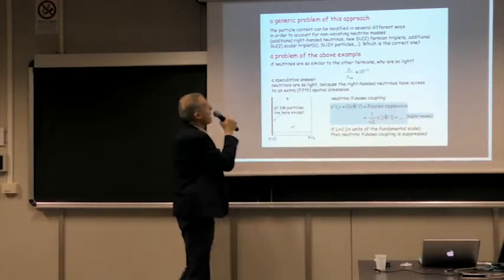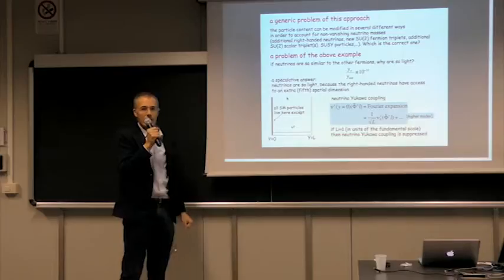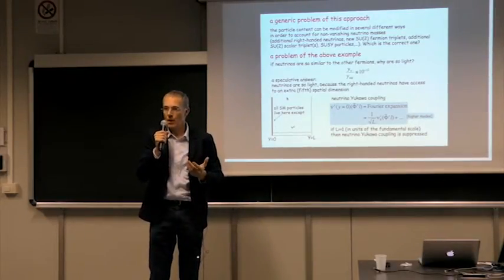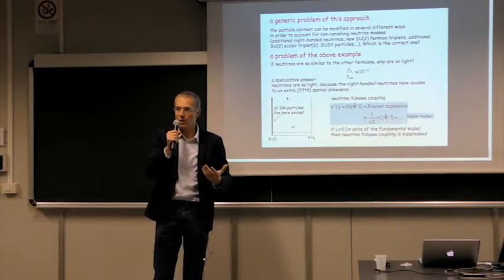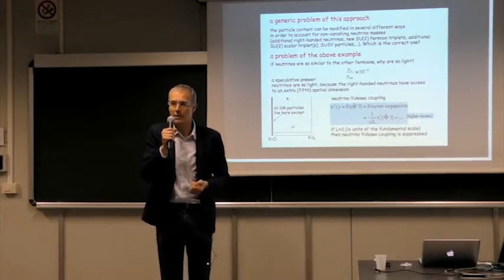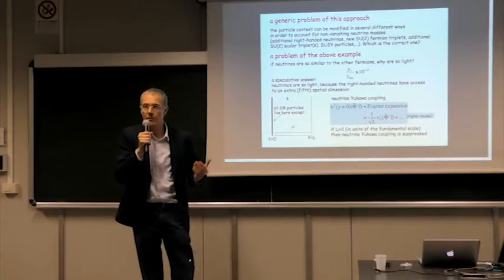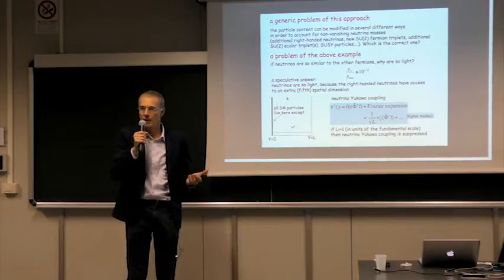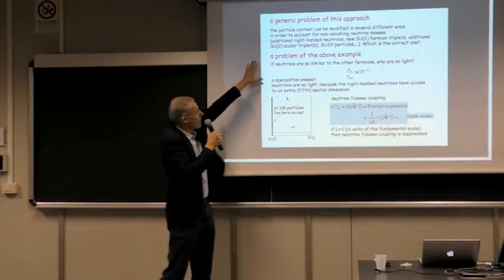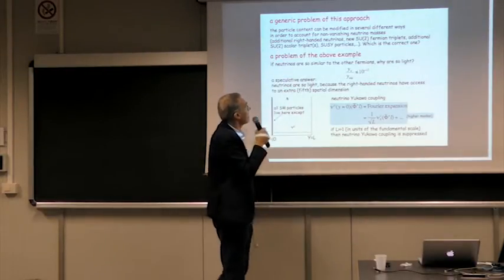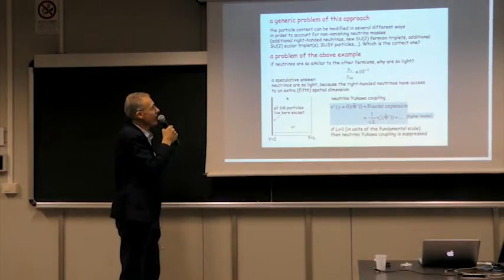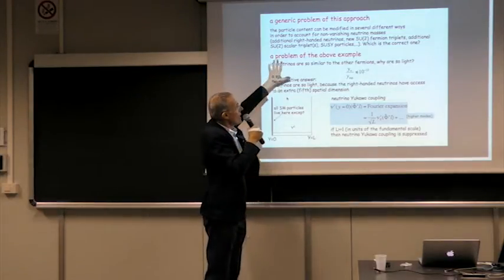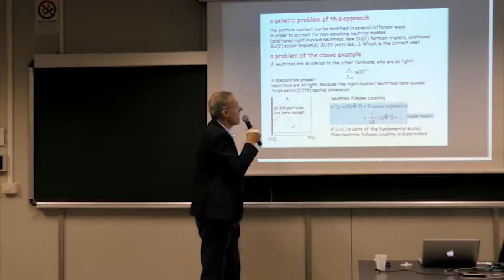Now, a generic problem of this approach, first of all, this is just an example, but this is not the unique way in which we can enlarge the particle content of the standard model in order to get neutrino masses. We have introduced fermion singlets, but we can also do this introducing lepton triplets, fermion triplets, or scalar triplets, or supersymmetric particles. And so we don't know exactly which is the correct way to proceed.